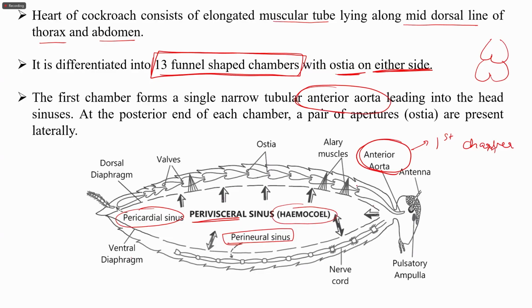You can see here, this is the first chamber. So in that way, there are 13. The first chamber forms the anterior aorta that leads into the head sinuses. And at the posterior end of each chamber, you can see here, a pair of apertures, which are known as the ostia, present laterally. That helps in the rushing of the blood, or we can say the hemolymph.